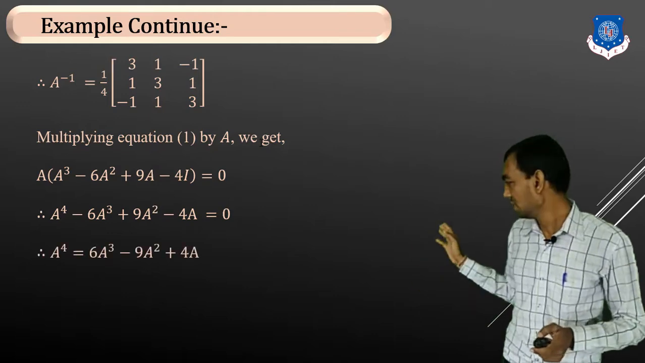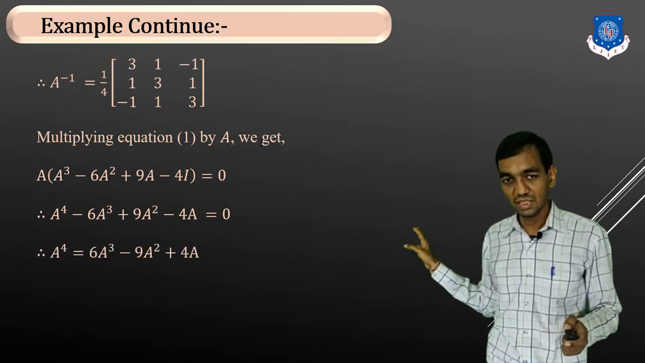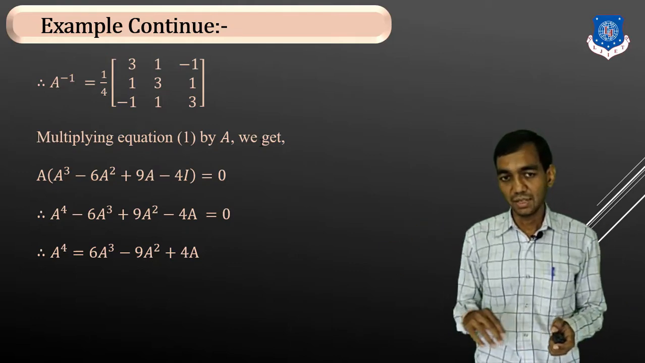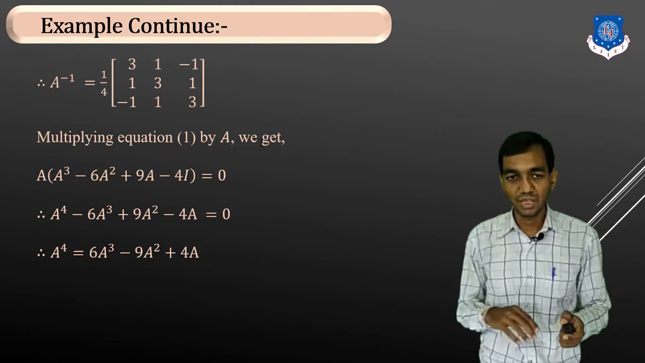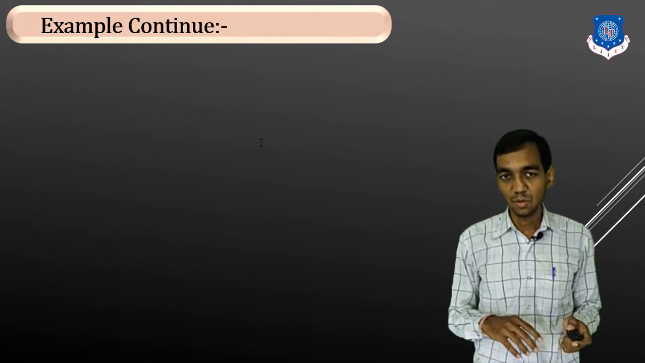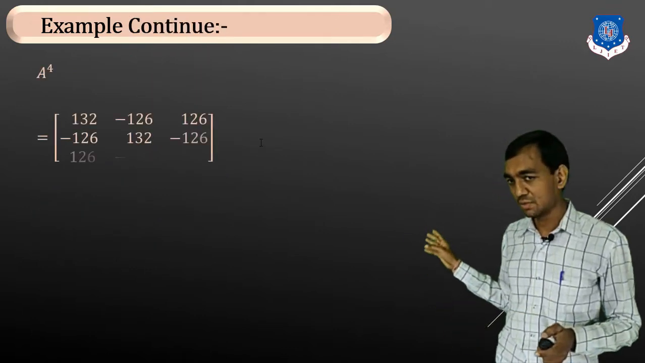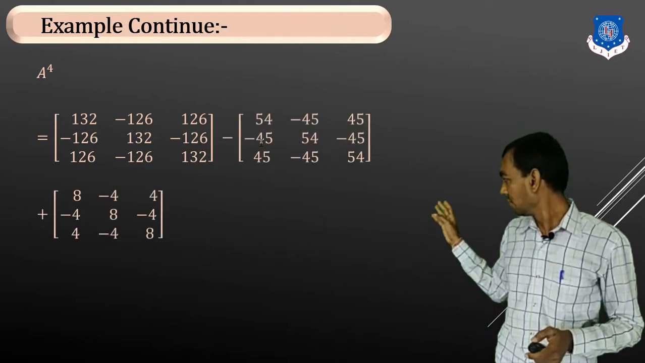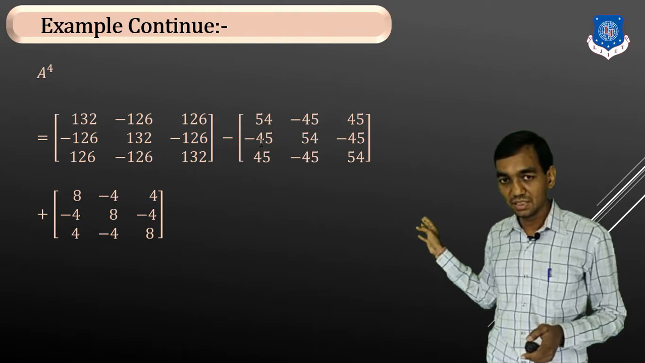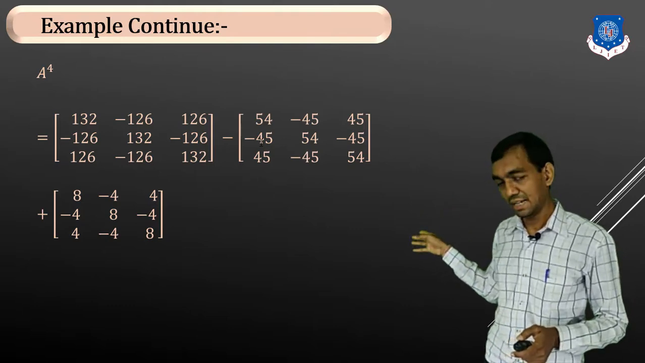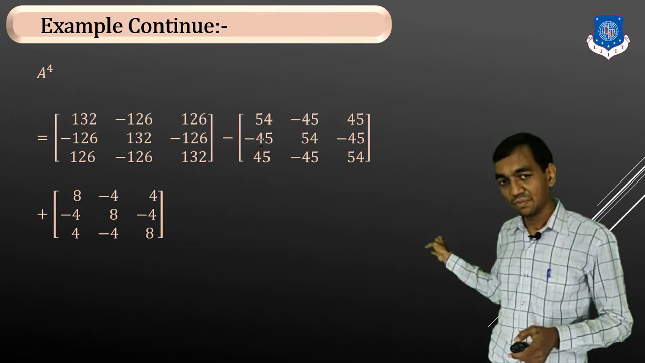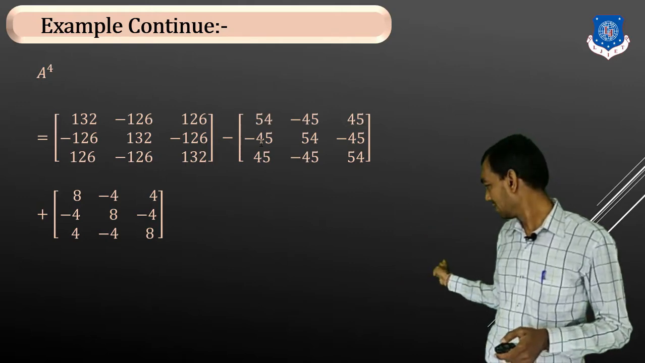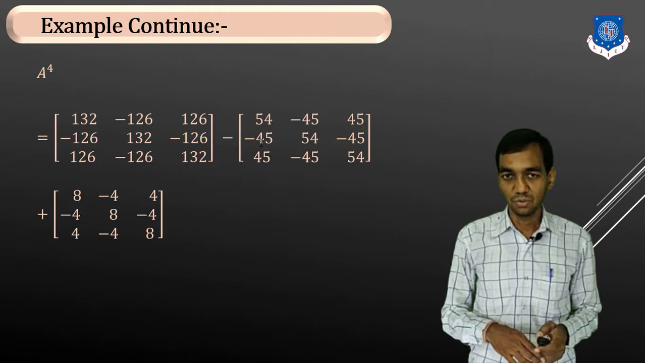So we are going to make A raised to 4 the subject, and that will give you A raised to 4 is equal to 6A cube minus 9A square plus 4A. Now putting the values of A cube, A square and A, that will give you A raised to 4 is equal to 132, minus 126, 126. Second row will be minus 126, 132, minus 126. Last row is 126, minus 126, 132.